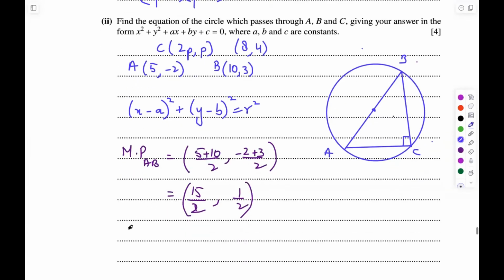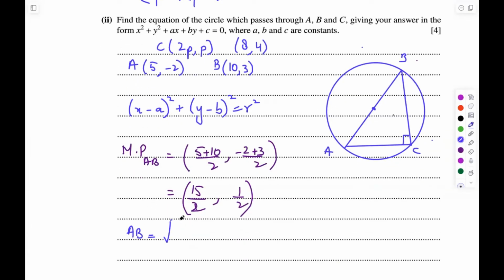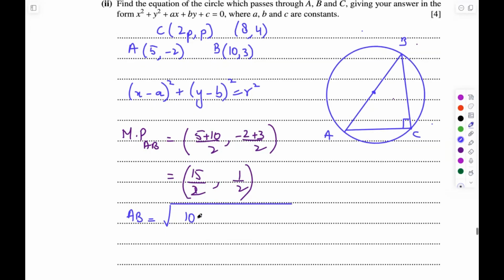So the distance of AB will be the square root of x2 minus x1 whole squared plus y2 minus y1 whole squared. This will become 10 minus 5 whole squared plus 3 minus minus 2 whole squared, as minus minus makes it a plus. So we'll get 10 minus 5 squared, which is 25, and 3 plus 2 whole squared, that is 5 squared. So this will become the square root of 25 plus 25. So the length of AB is equal to the square root of 50, which means that the radius will be square root of 50 upon 2.